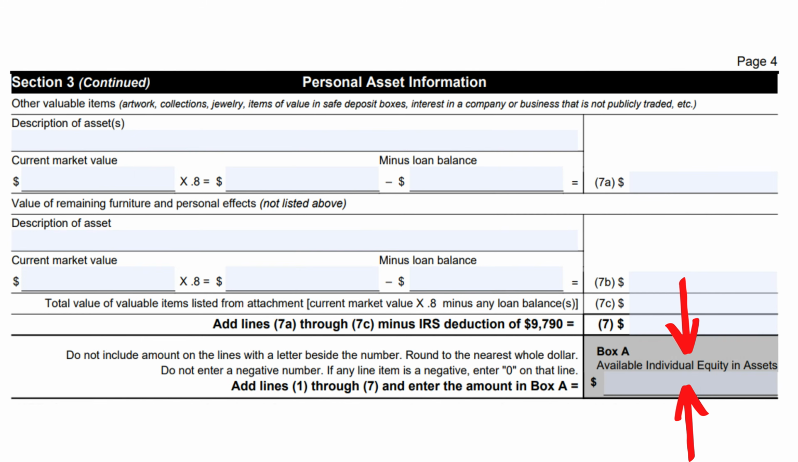So the question is, how much could you sell all this used stuff for? For most clients, they're not going to have to include any amount of their personal effects and furniture in their reasonable collection potential due to the exclusion amount. At this point, you would add up all the calculated amounts for all the assets, as I've just described. You would put this in the Form 433A OIC in Box A at the bottom of Section 3, right below where it says Available Individual Equity and Assets.